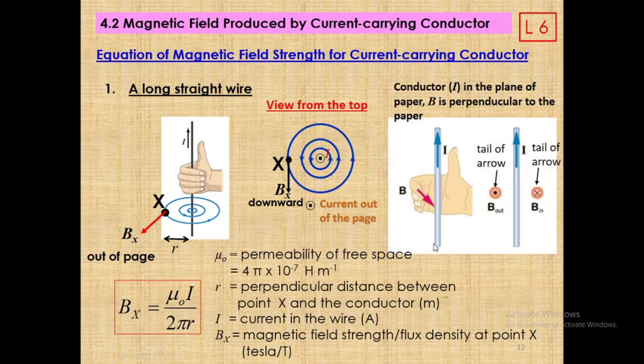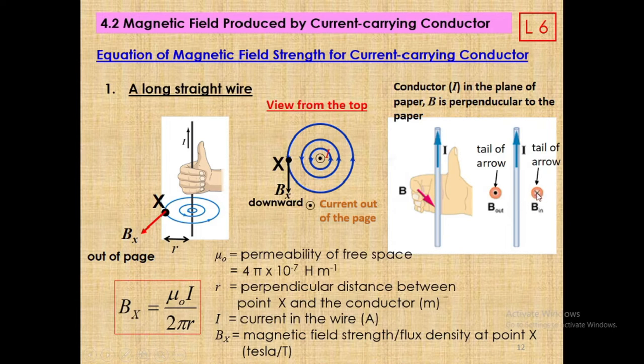So this is the direction of the current. You already saw how to use the thumb rule from the previous videos. If the current is upward, the direction of the magnetic field will flow in the anti-clockwise direction. So for the left side region, the magnetic field is out of the page. So this one will be a dot circle.